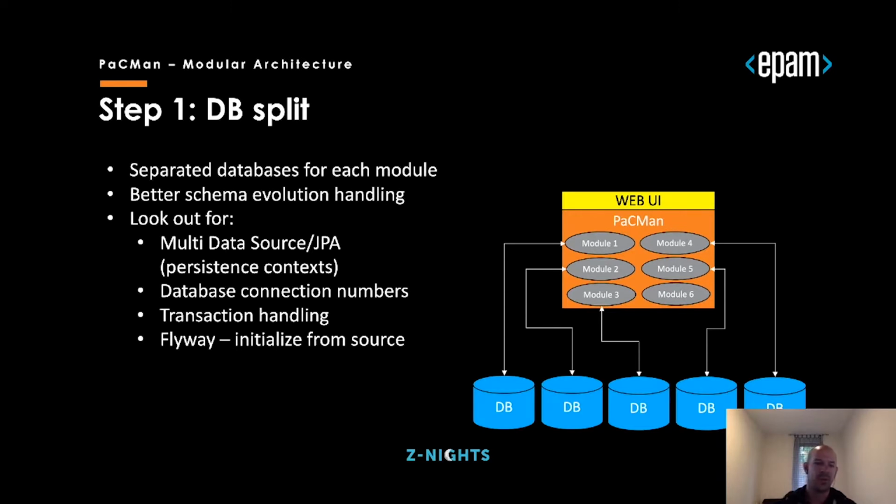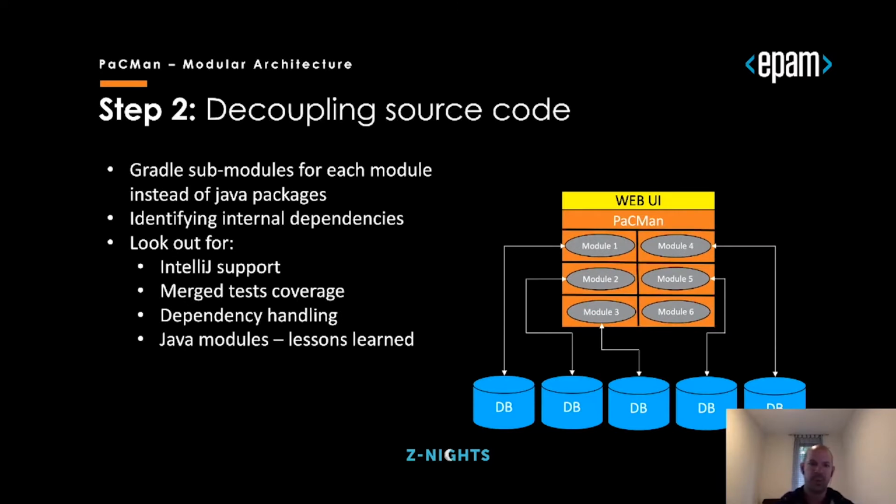And because we use Flyway for schema evolution handling, we couldn't use the out-of-the-box solution. We had to initialize and configure Flyway from configuration files, Java files. So it was a bit tricky. And the next step was decoupling our source code, because all of our modules were in just simple Java packages. So we did some investigations and found that two approaches can be a good way.